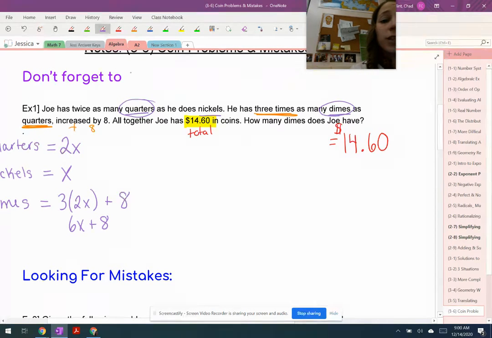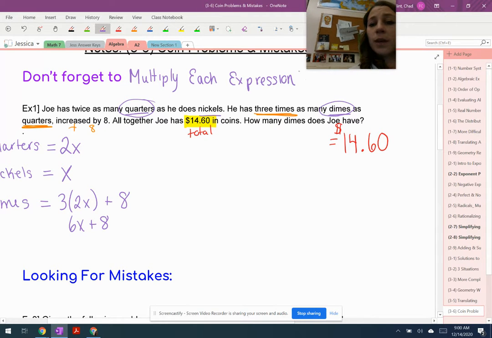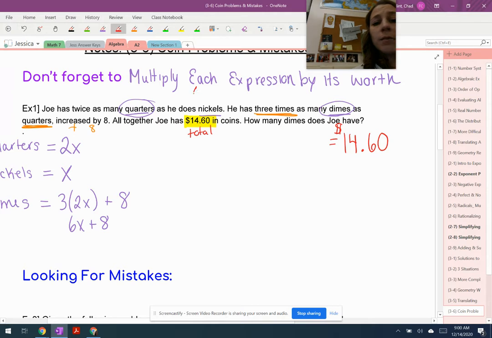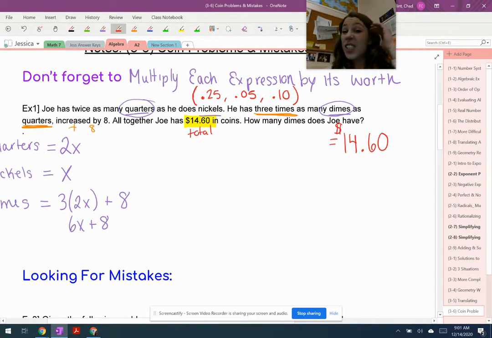So don't forget to multiply each expression by its worth. So when I say by its worth, I mean either 0.25, 0.05, or 0.10 for those number of cents.